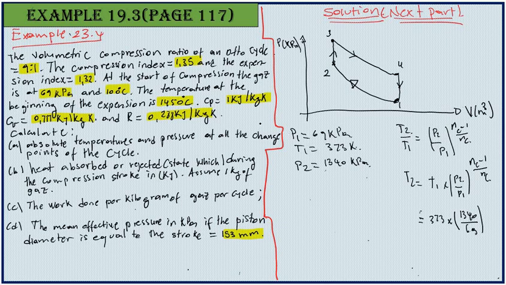So nC, representing the compression index, is 1.35. So 1.35 minus 1 gives 0.35. We need to repeat it at the bottom, so we have 1.35 at the bottom. If we work this out, we can determine T2. So the value of T2 is 805 Kelvin.